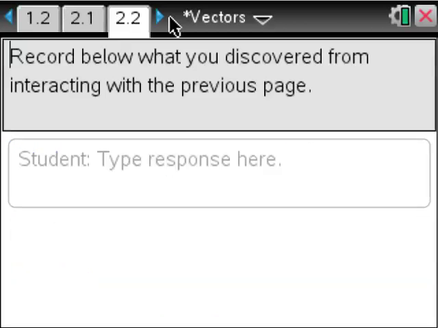The next page is an opportunity. If you set this for students to work on at home, they could play around with the previous page and then record what they discovered on page 2.2, and this can be collected in using the Inspire Navigator software.